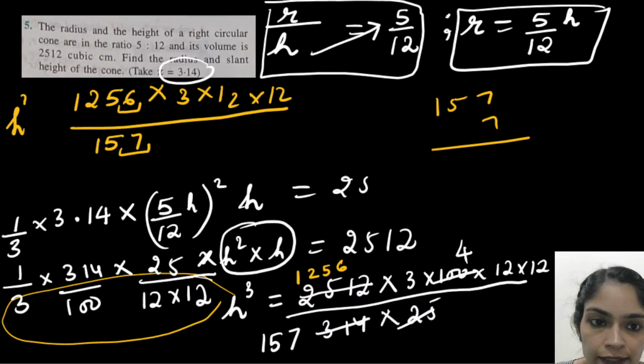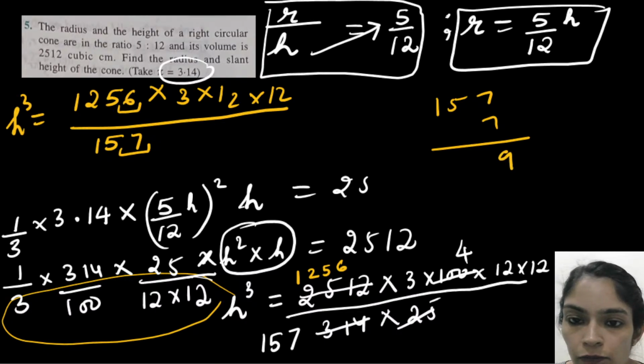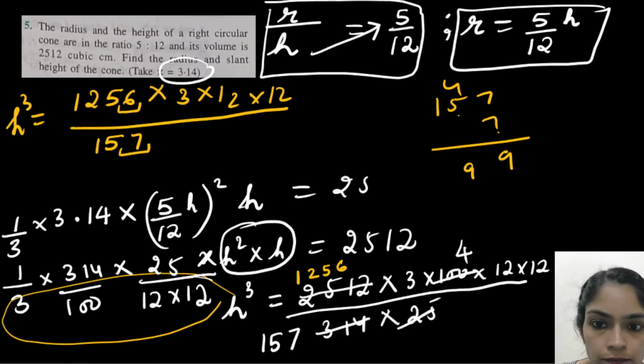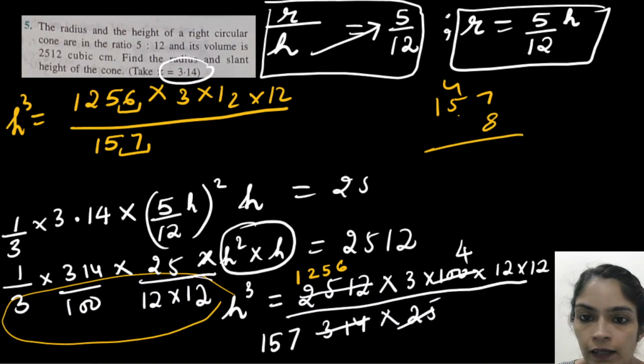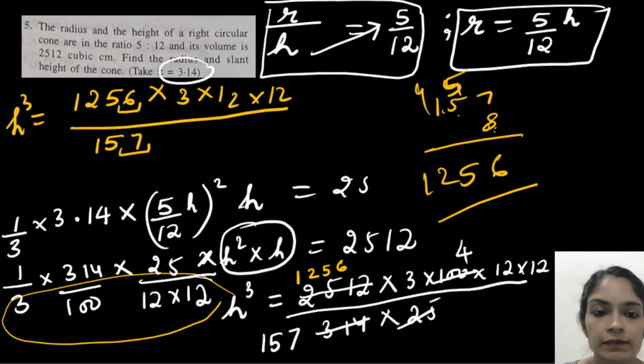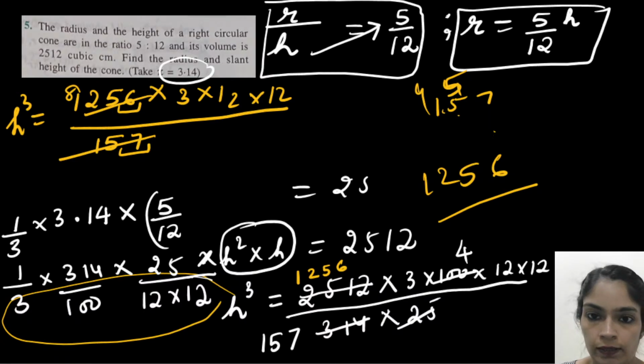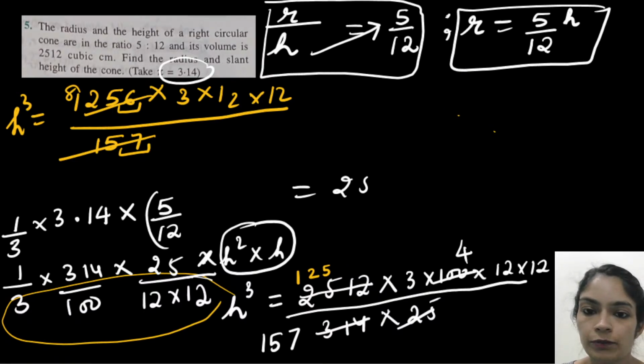This side I have h cube. 7 into 7, 49. 157 into 8, I am doing 8. Okay, I did by 7. So I'm just checking. Then 5, 45, then 4, 8 plus 4, 1, 2, 5, 6. So it's getting cancelled into 8. So this type of logic we have to use.